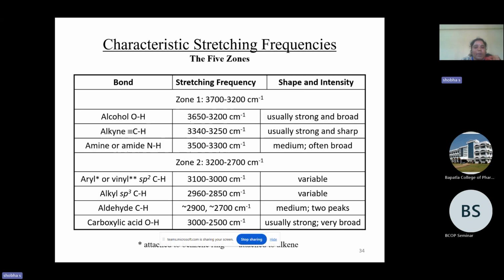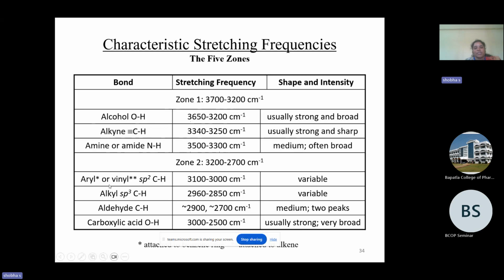Why? Because they are carbonyl compounds. They are having a strongly electronegative atom, that is oxygen. So they have a more polar nature. For that reason, it has a sharp and intense peak at the region of 1700. So zone 1 is completed, where we are going to see the alcohol, the H attached with the alkyne as well as the amine and amide.